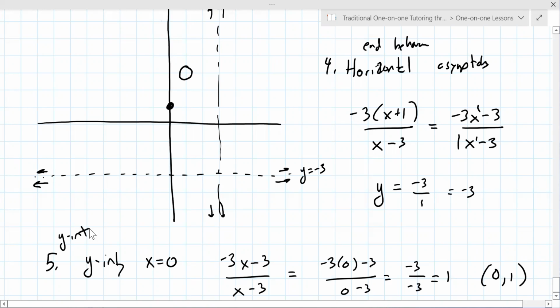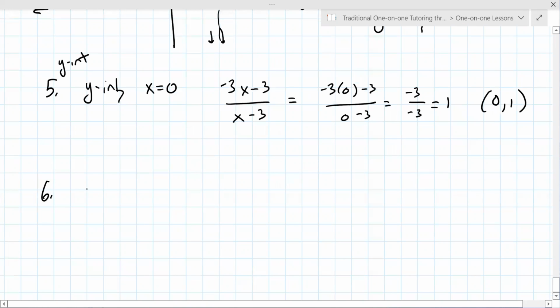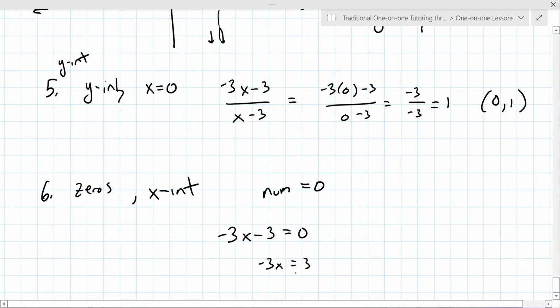And then number 6, it says zeros. There could be more than one. You can think of these as your x-intercepts. And this is when you set the numerator equal to 0 of the reduced form. So you set that minus 3x minus 3 equal to 0, and you solve for x. So you get minus 3x equals 3, x equals minus 1. So there's your x-intercept, minus 1, 0.